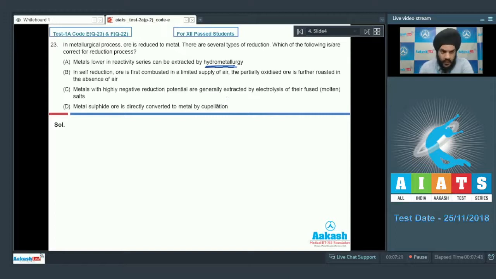Let us look at option B now. In self-reduction, the ore is first combusted in a limited supply of air, and then the partially oxidized ore is further roasted in the absence of air. So students, this is correct. Let us talk about the example of lead. So we have PbS, which is first partially roasted. It converts into PbO plus SO2. And then the uncombusted ore, the PbS which is left behind, is allowed to react with this PbO formed.